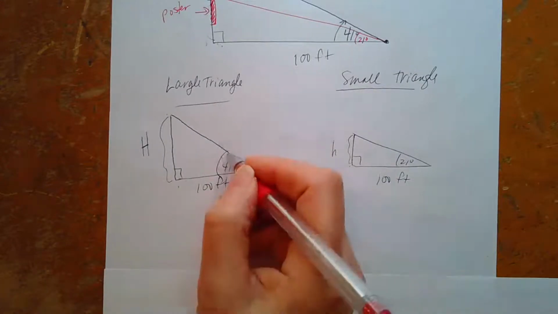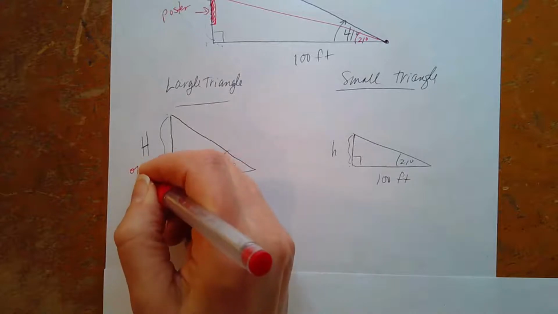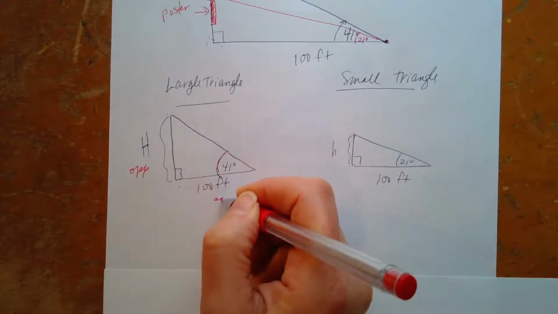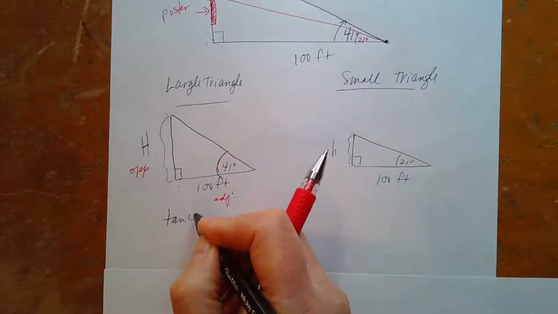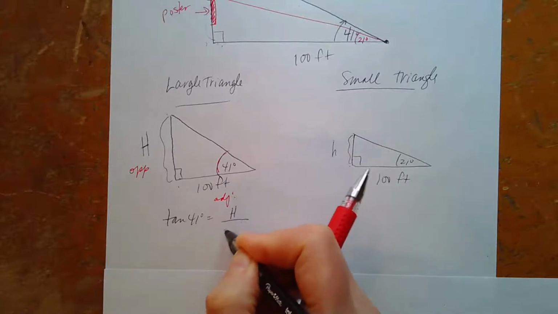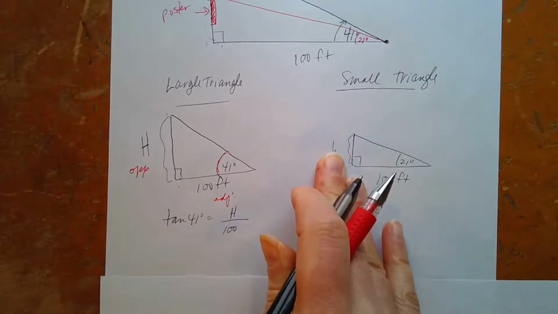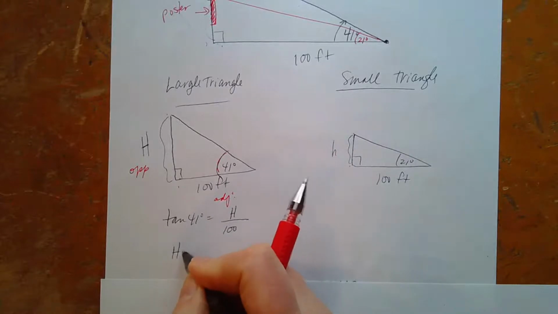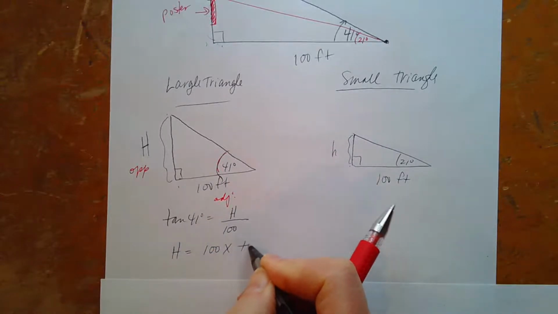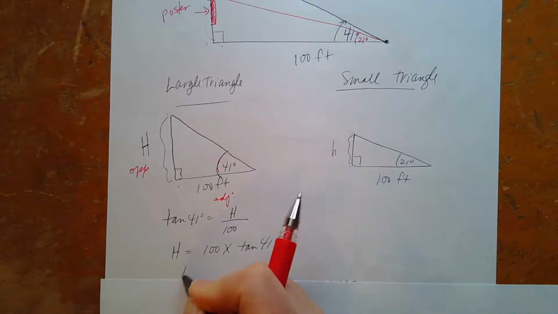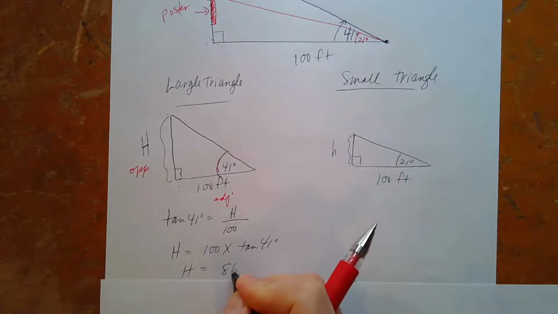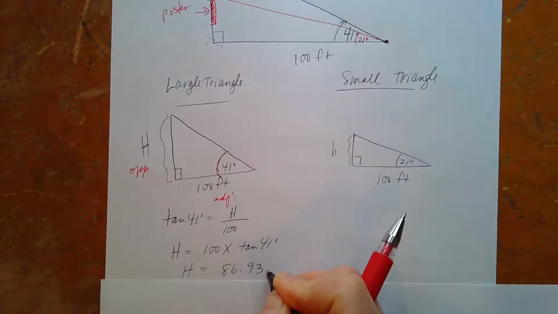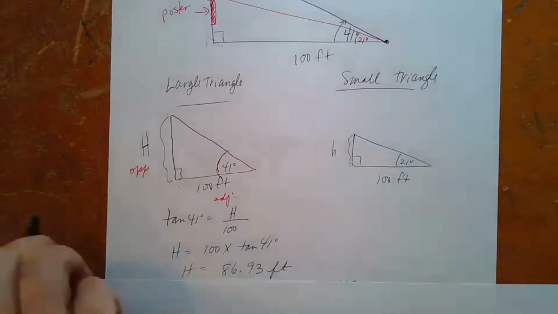So remember the angle's the boss. This would be the opposite side, right? And this would be the adjacent. So that leaves me tan. So tan of 41 degrees equals capital H over 100. The unknown's on the top, so I multiply. Capital H will equal 100 times tan 41. And that's going to give me 86.93 feet high.